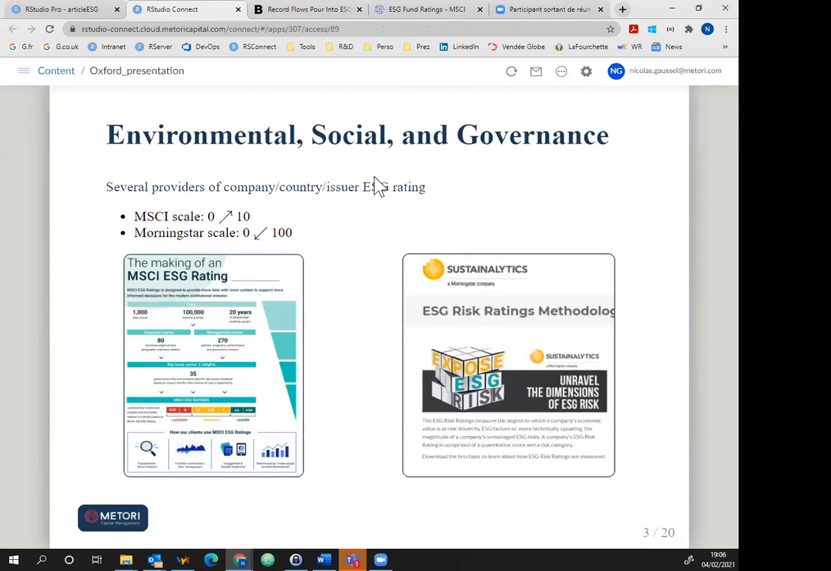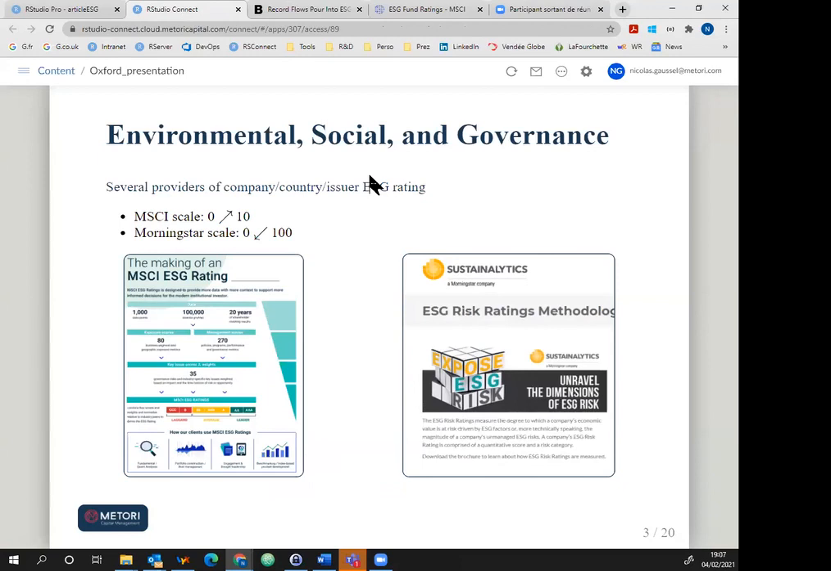Practically, what is ESG? ESG stands for environmental, social, and governance, and it means that you are trying to route your investments towards those corporations and issuers which play a positive role and make a positive contribution to society. And obviously, having said that, how do you measure ESG?